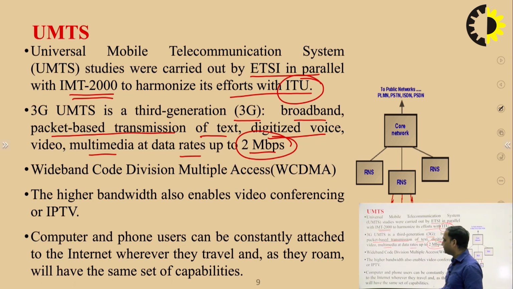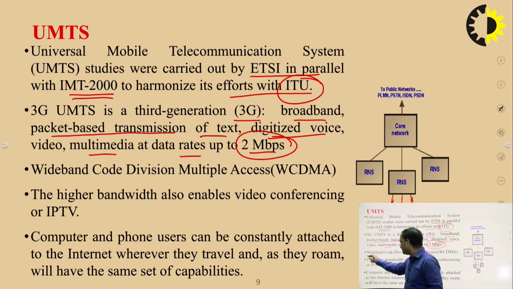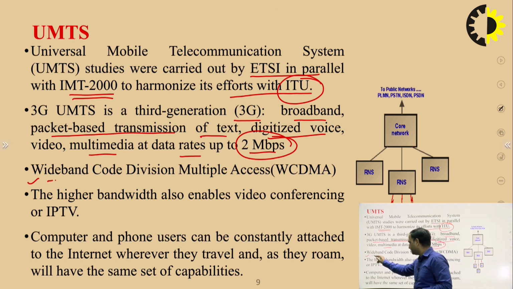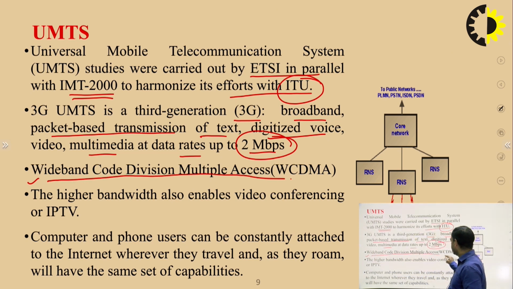And UMTS uses the CDMA technique. In the CDMA system, this UMTS technique is used, and its important feature is the wideband. So in UMTS, when we use the CDMA technique, the bandwidth of the signal will be spread, a kind of spread spectrum modulation, which was the modulation technique used. That is why we call it wideband code division multiple access, or WCDMA.